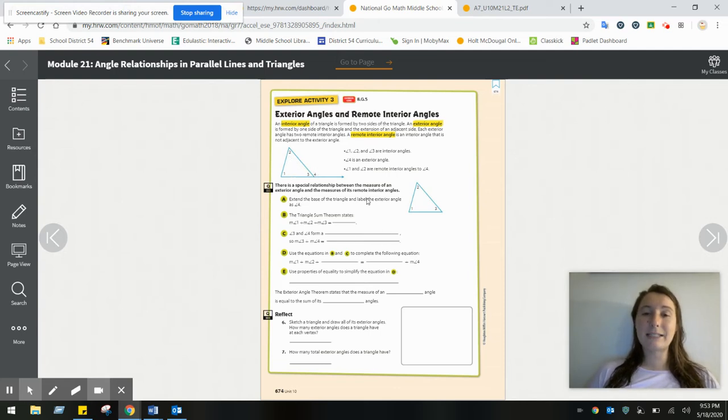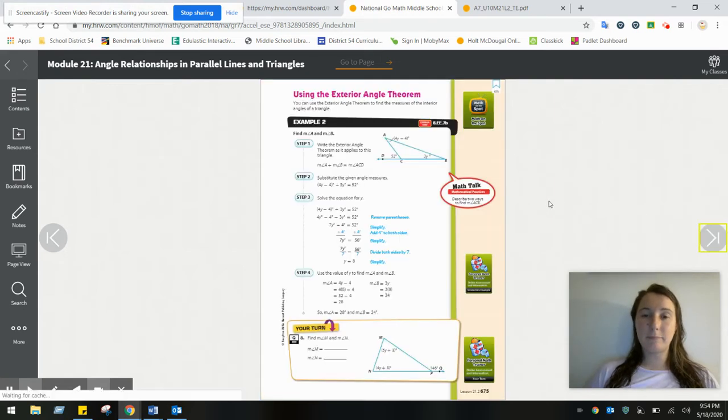What this theorem states, it's called the exterior angle theorem, is that the measure of this exterior angle is equal to the sum of the remote interior angles. So in this case, angle 4, the outside angle, the exterior one, is going to be equal to the sum of angles 1 and 2, which is going to make it quite easy to find the missing angle 3. Let's give that a try.